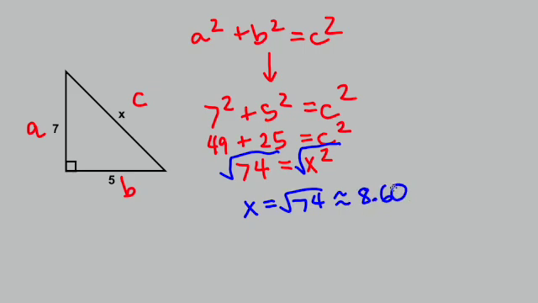8.60. One thing, just kind of a sanity check here, is C, the hypotenuse, is always going to be the biggest side. So if it is 8.60 like we calculated, you should check to make sure that that is the biggest side, and of course it is. It's bigger than 5 and 7.